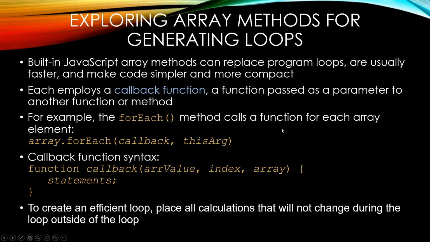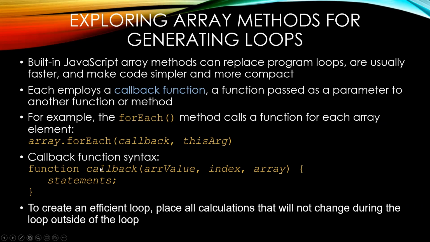Now, we've got a few different methods to generate loops. JavaScript has built-in array methods that can replace some loops. Sometimes they're faster, making your code simpler and more compact. Each one of these is going to employ something that we call a callback function. That is a function passed as a parameter to another function. So our functions are passing functions. For example, I've got the forEach method, which is going to call a function for each array element. So in each element of my array, named array here, I'm going to do a callback with this argument.